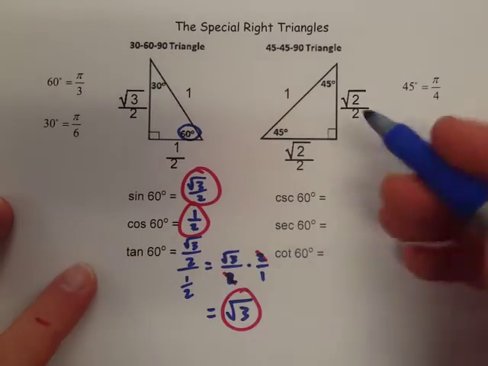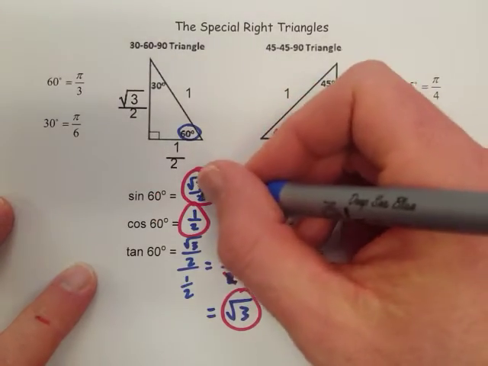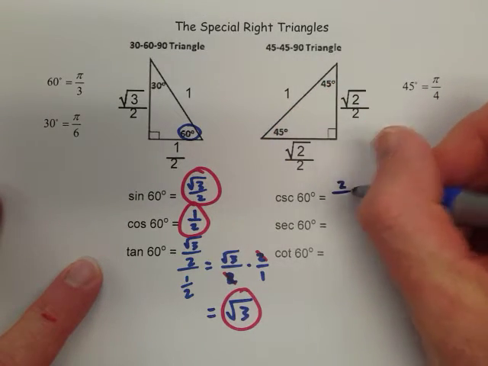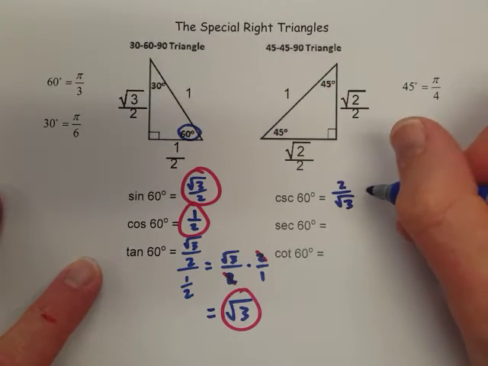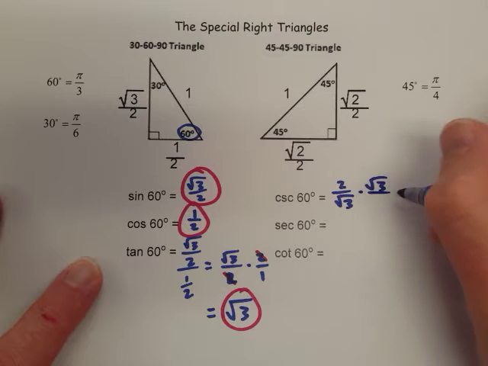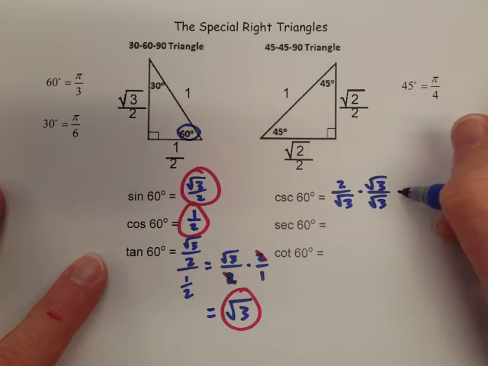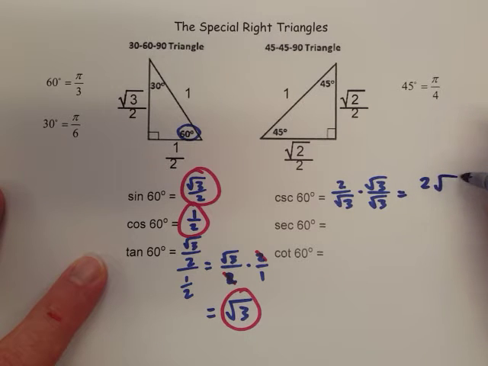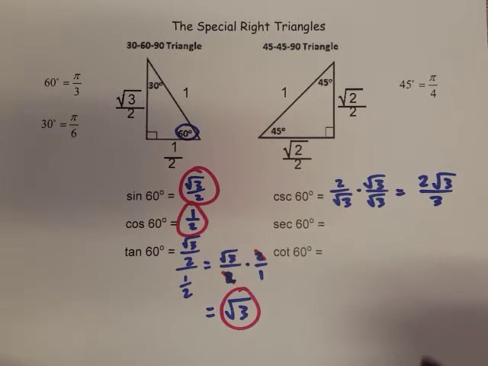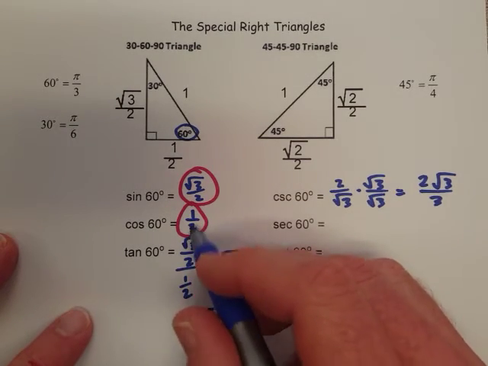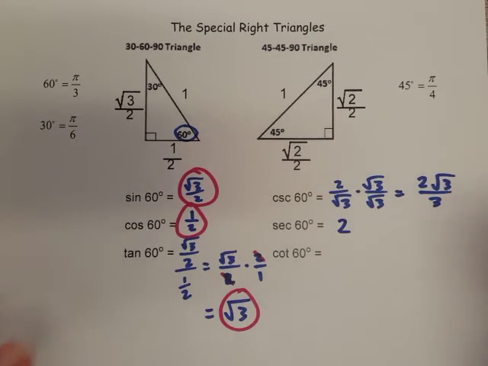The reciprocal of each one of these, so this one, the reciprocal of square root of 3 over 2 is 2 over square root of 3, and like before, we need to get rid of that square root of 3, so we multiply top and bottom to get rid of it on the bottom. So then that's going to be 2 square root of 3 over 3 for the cosecant. Secant, 2 over 1 over 2 goes to 2 over 1, so that's just 2.